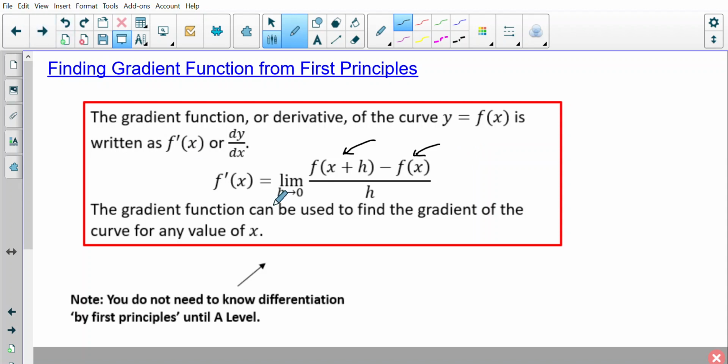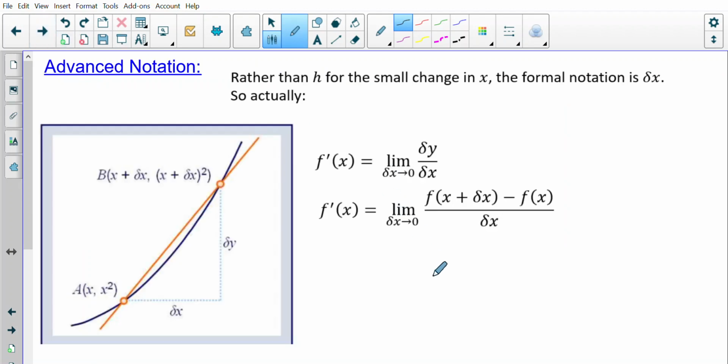I'm just going to do a little bit more notation just to try and explain to you where this funny notation dy over dx, we call it dy by dx, comes from, because we will be using that quite a lot. So just again for interest to see where it comes from.